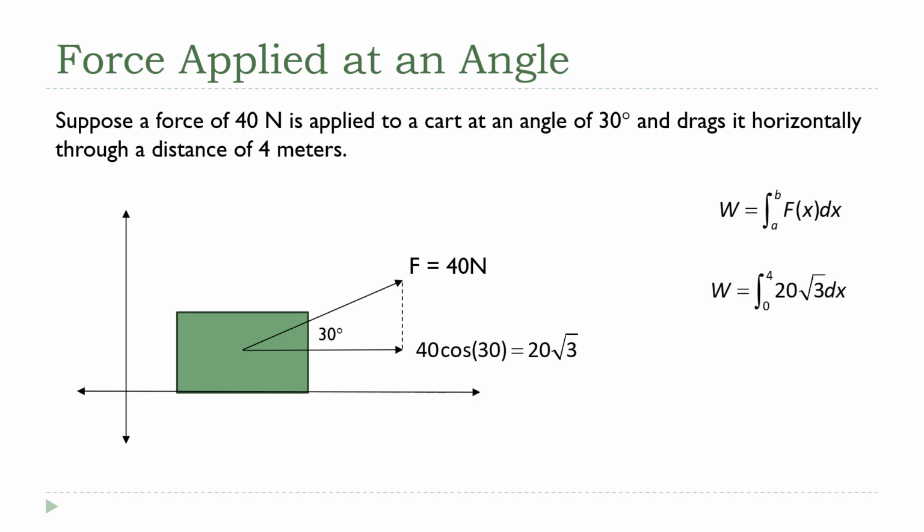Now, if we work through this integral, notice that this is actually the constant force case. If we work through this integral, we get 20 square roots of 3 times x, evaluated from 0 to 4. That comes out to 80 square root of 3 joules, or approximately 138.6 joules. And so this is how you would handle a case where the force is not acting in the direction of the final motion.